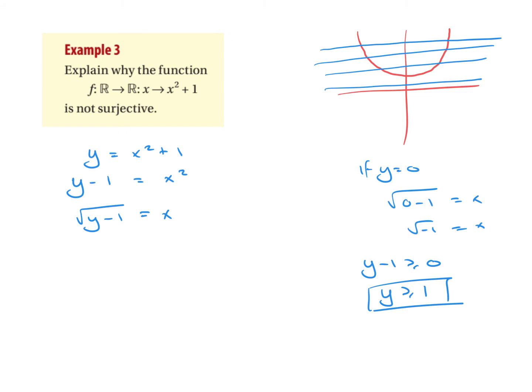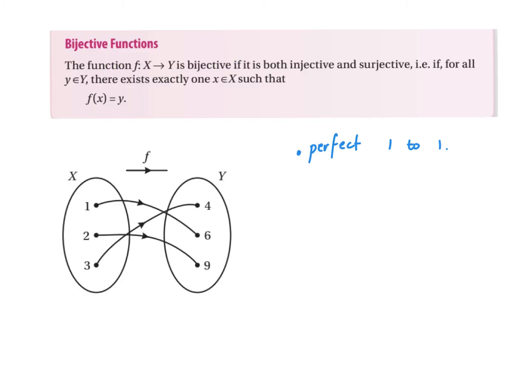Now the easy way to remember if something is surjective is that the range is equal to the codomain. So that leads on to bijective functions, and a bijective function is essentially one that is injective and surjective. So you can see here that what we have is what's called a perfect one-to-one, i.e. that goes to 1, that goes to 1, and that goes to 1. They're not sharing. 1 doesn't go to 4, 2 then doesn't go to 4. So essentially, for one input, there is a unique output.